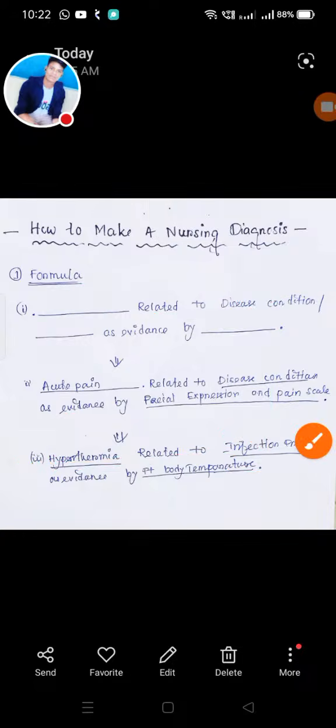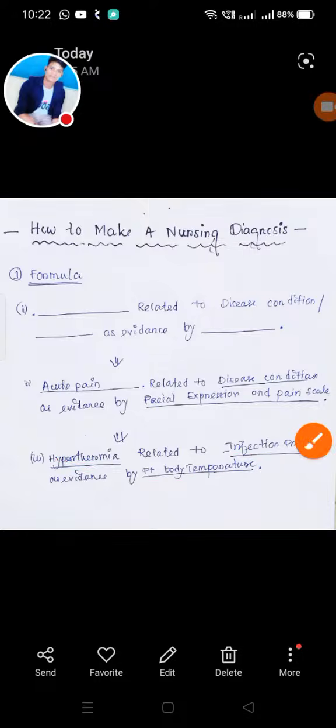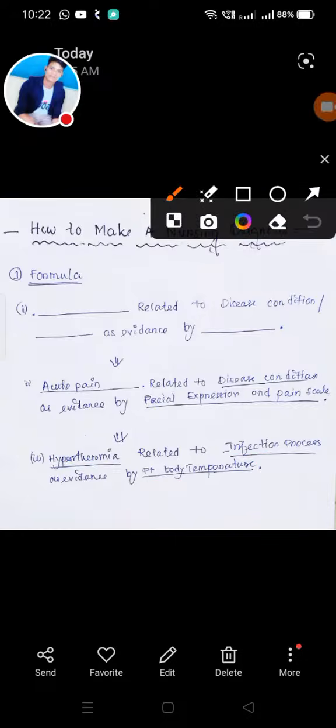Hyperthermia related to infection process, as evidenced by the patient's body temperature, and you can mention the body temperature also, 99 to 100 degrees Fahrenheit. Like any other diagnosis, such as dehydration, the sign and symptom will be dehydration. How do we write it? In the first dash, what do you write?